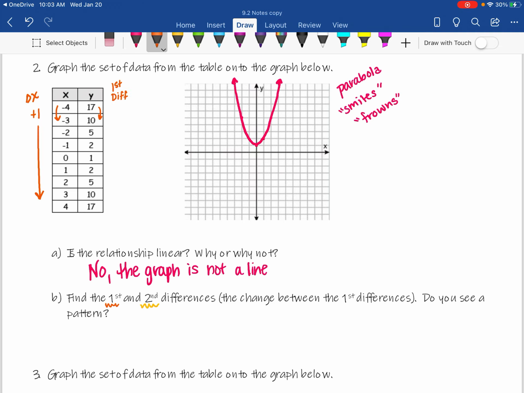Okay, so from 17 to 10, I'm subtracting 7. 10 to 5, subtracting 5. 5 to 2, subtracting 3. Then subtracting 1. And now I kind of change directions here. From 1 to 2, I'm adding 1. 2 to 5, I'm adding 3. 5 to 10, adding 5. And 10 to 17, adding 7. Okay, so no common first difference, which means it's not linear.